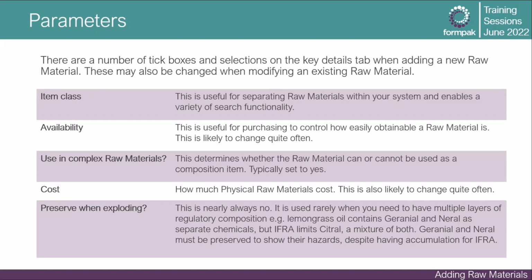Use in complex raw materials. This is a checkbox on the key details tab, and this determines whether the raw material can or cannot be used as a composition item in another raw material. All raw materials are able to be used in formulations, assuming that they are a permitted item class. But for raw materials, you can choose whether it's allowed to be used in the composition of another raw material. Typically, raw materials are set to yes, but there are occasions where you maybe don't want to allow certain raw materials.